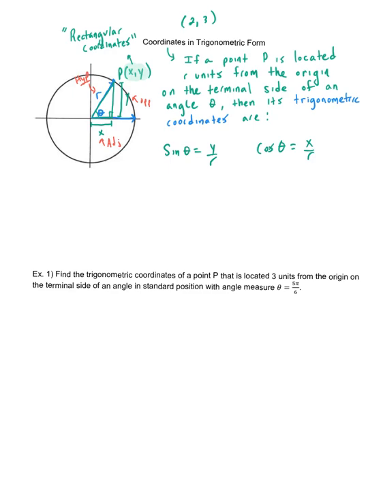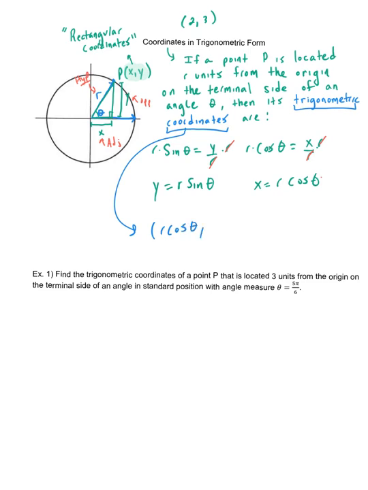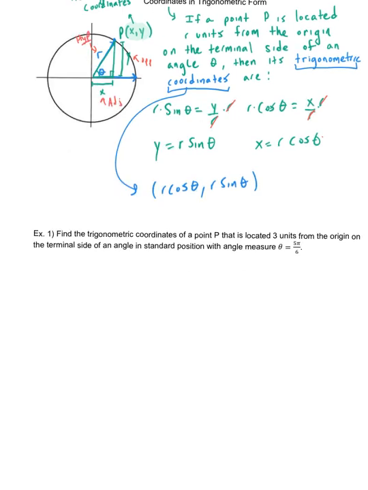And once we have those, we could solve for y and x, so I'll multiply by r on both sides. The r's cancel, and we get that y is equal to r sine theta, and x is equal to r cosine theta. And so our trigonometric coordinates are r cosine theta where our x coordinate would go, and then r sine theta where our y coordinate would go. So let's look at a few examples with that.